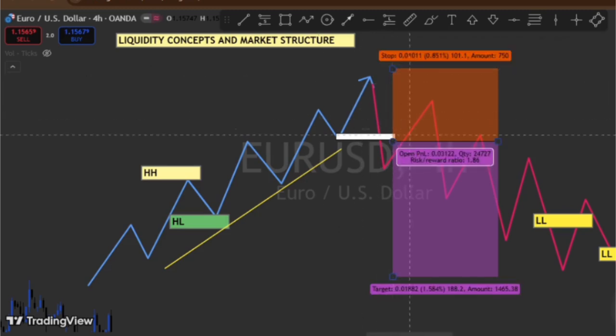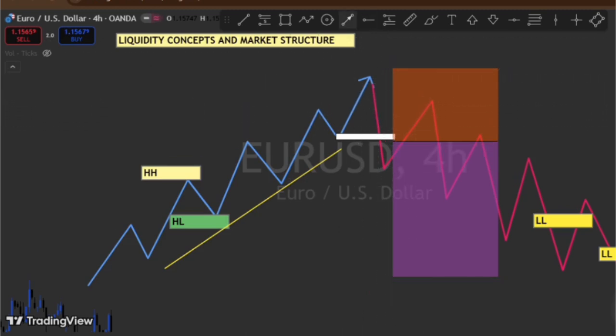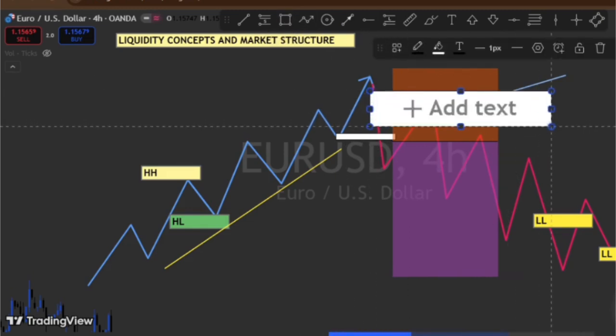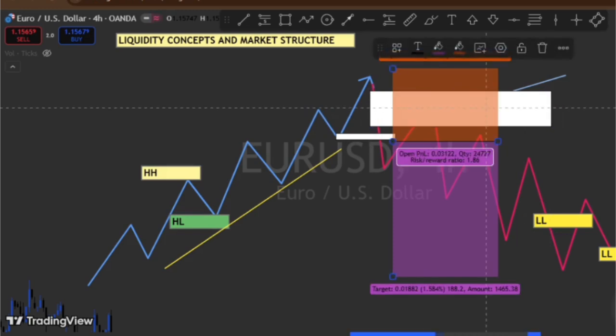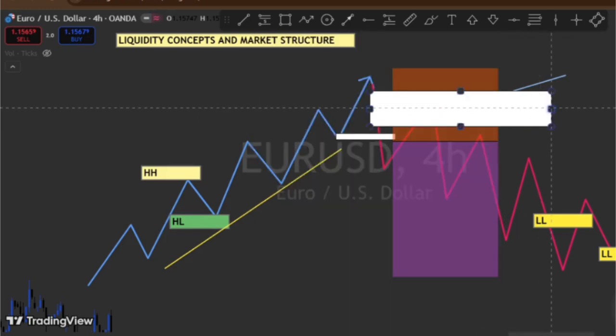Okay, so why is it above this high? Because if we go down to the advanced level, we could see that at this point there's some fair value gap. We could find some fair value gap within this zone here. So we could see some fair value gap within the zone.